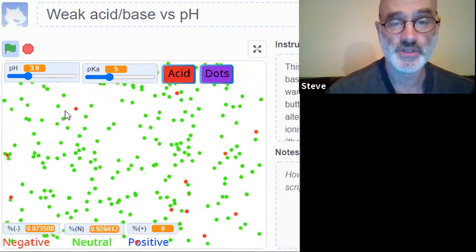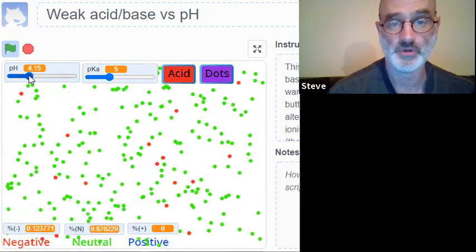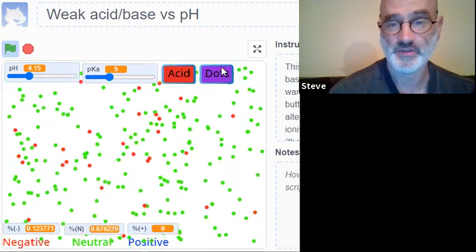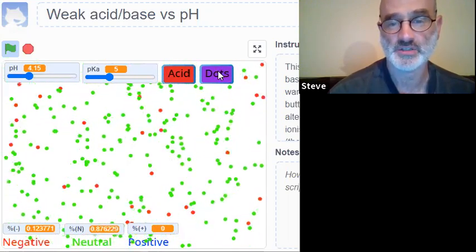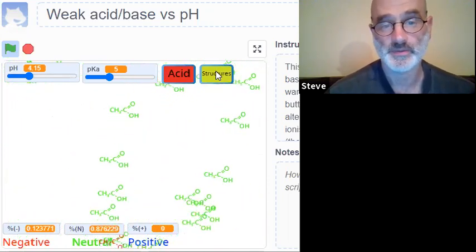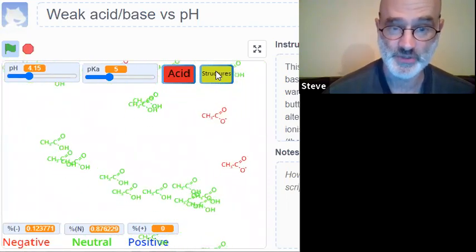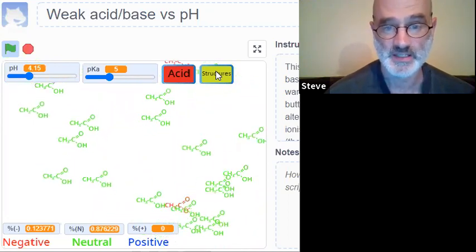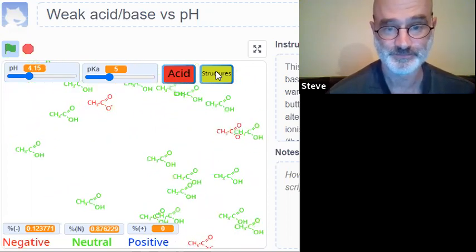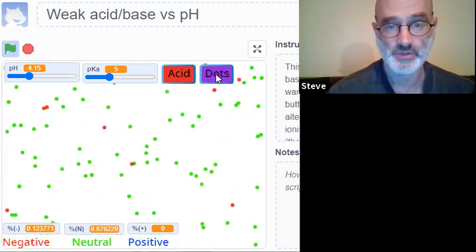What you can do with this is, I will increase that pH just a little bit, to get a little bit more green and red dots in there. This is a toggle, and if I click on it, I can convert it to structures. So the students have an opportunity to see what the green structure represents, the neutral protonated carboxylic acid, and what the red structure represents, which is the negative carboxylate. Let me go back to dots here.